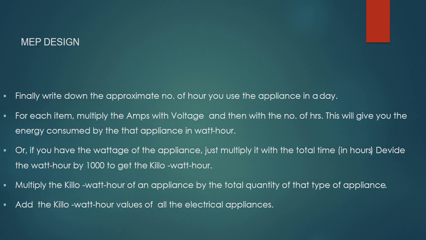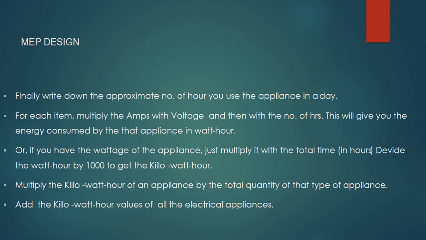This is the most important. Multiply the amps and voltage: P equals V into I, where I means amps and V means voltage, and then multiply by the number of hours. This will give you the energy consumed by the appliance in watt hours. Or if you have the wattage of the appliance, just multiply by the total time and divide by 1000 to get the kilowatt hour.